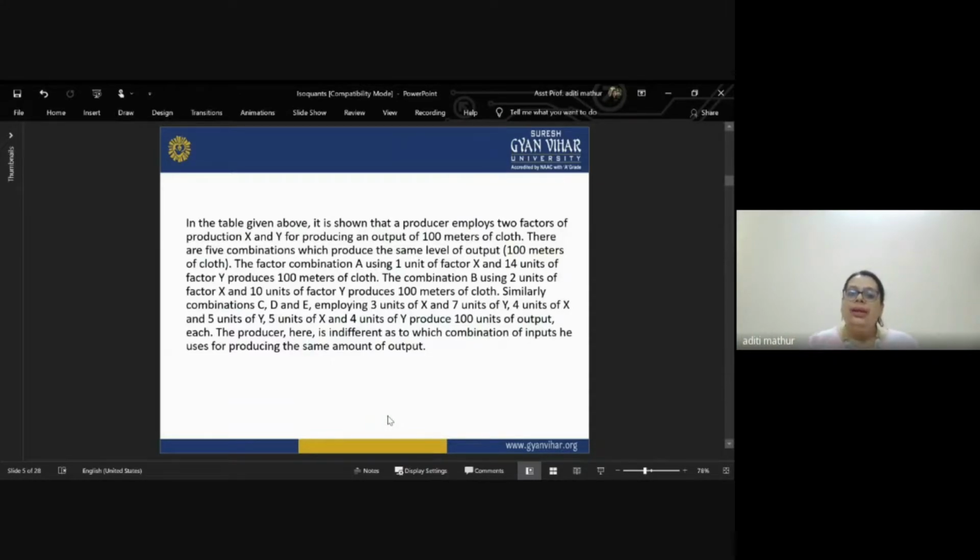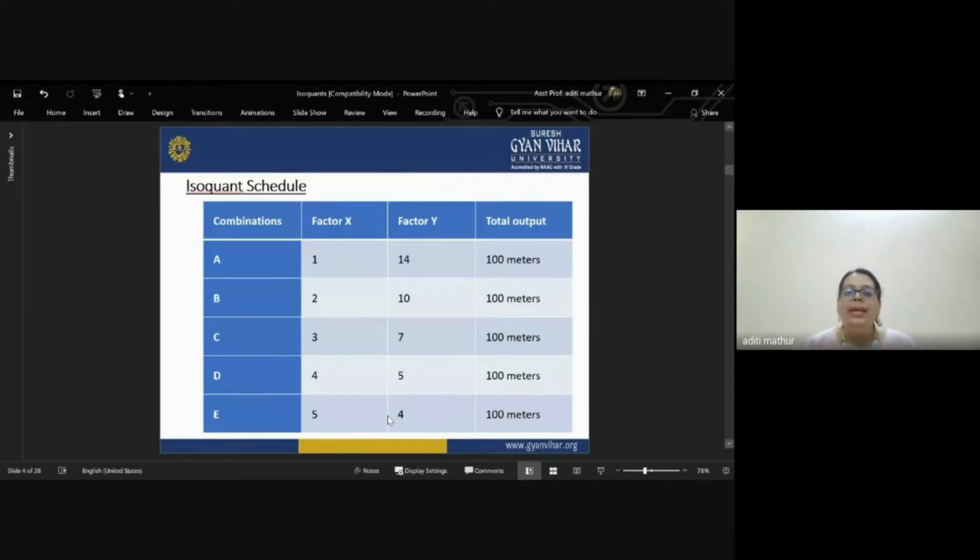The producer here is indifferent as to which combination of input to use for producing the same amount of output. Because at all the levels A, B, C, D, and E, the only difference is that they are in different ratios, that means 1 is to 14 or 4 is to 5. But the output is coming to be 100 only. So as a producer, I can pick any of the combinations and get my 100 units, that means 100 meters of cloth.